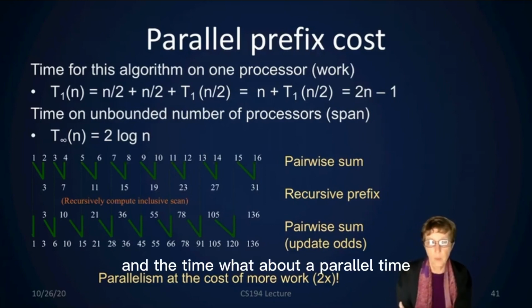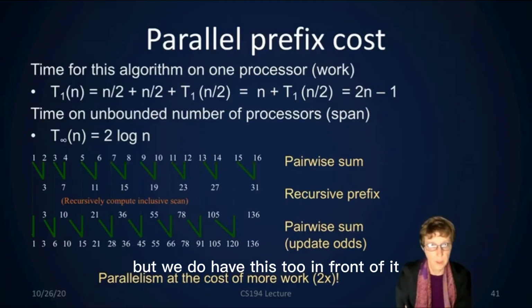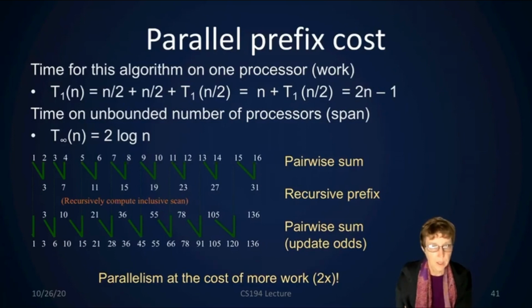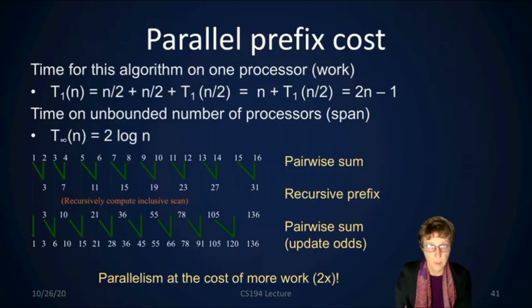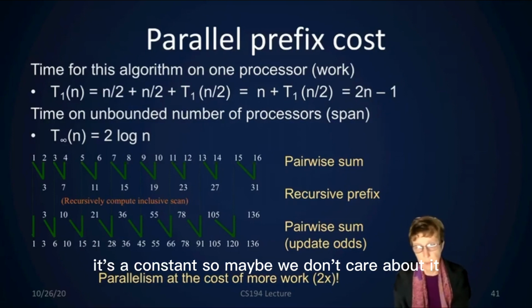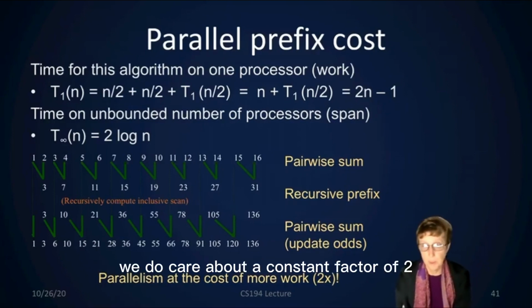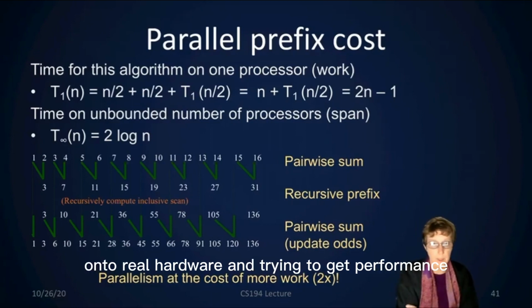And what about the parallel time? Well, it turns out that the parallel time is 2 log n, so log n in general, but we do have this 2 in front of it. That is because it's dividing in half each time, and we're going to get our log n height tree for doing these recursive scans. So we actually are doing twice as much work. It's only a factor of 2. It's a constant, so maybe we don't care about it. Although in practice, we do care about a constant factor of 2 when we start mapping this onto real hardware and trying to get performance out of it.